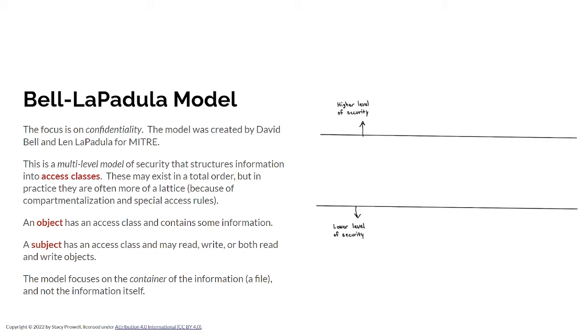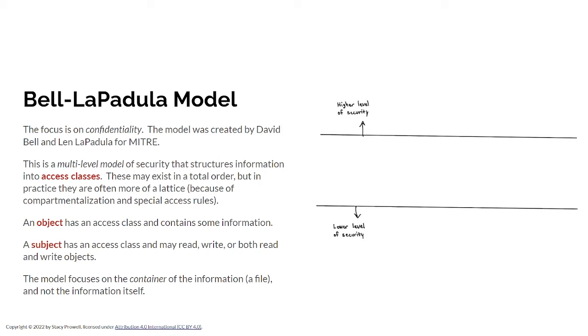It's a multi-level model of security, and we already saw one. We saw top secret, secret, and confidential. That's a multi-level model of security that structures information into access classes. And these can exist in a total order, like we saw with top secret, secret, and confidential. But in practice, they're often more of a lattice because there are things like compartmentalization or special access rules, right?